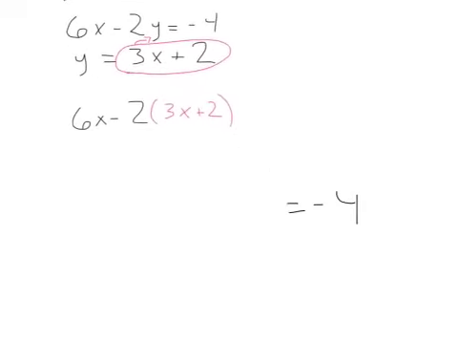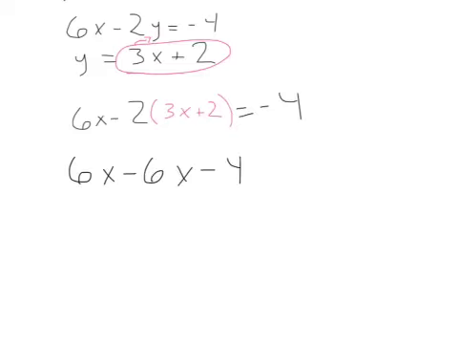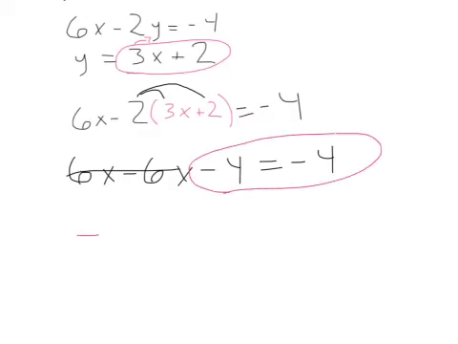Okay, let's go ahead and simplify this out. I almost lost my negative 4 here, equals negative 4. This gives us 6x minus 6x minus 4. I distribute: negative 2 times 3x is negative 6x. Negative 2 times positive 2 is negative 4. And that's going to equal negative 4. Now here's something interesting. When we combine our like terms, 6x minus 6x, those cancel out. We're not left with anything. All we're going to be left with is negative 4 equals negative 4.